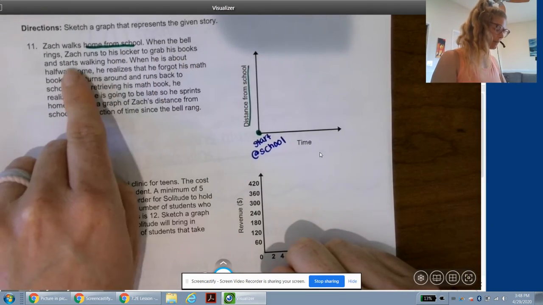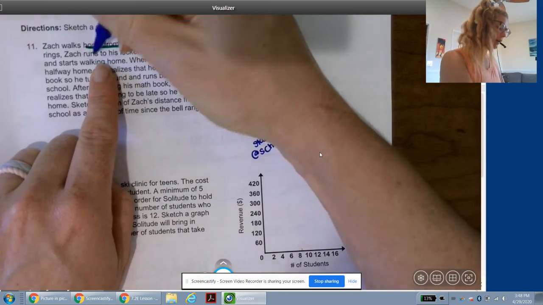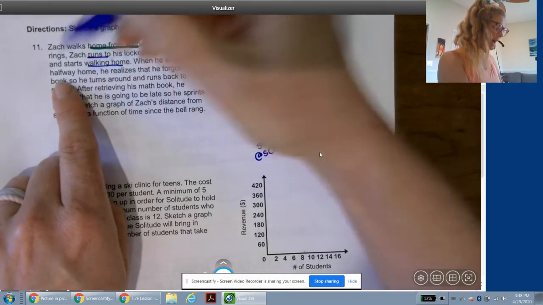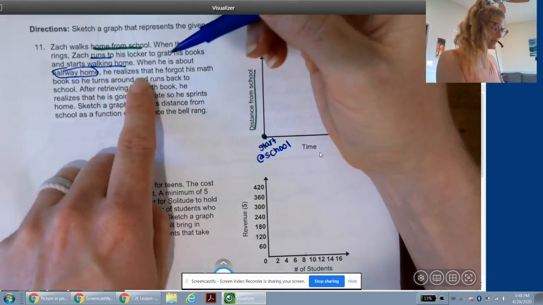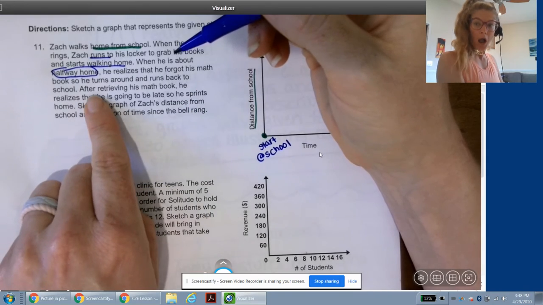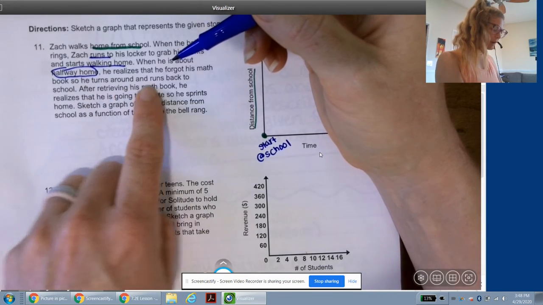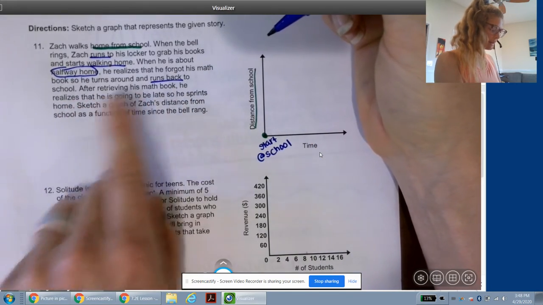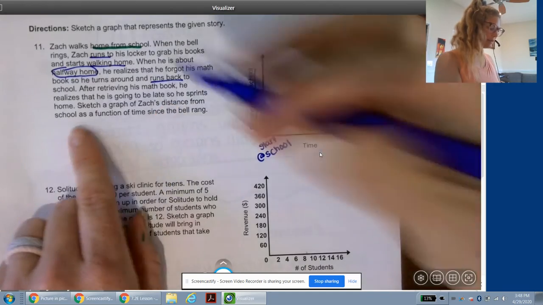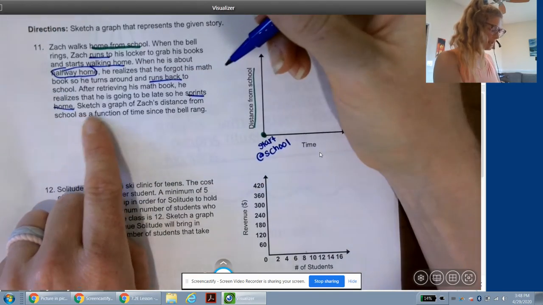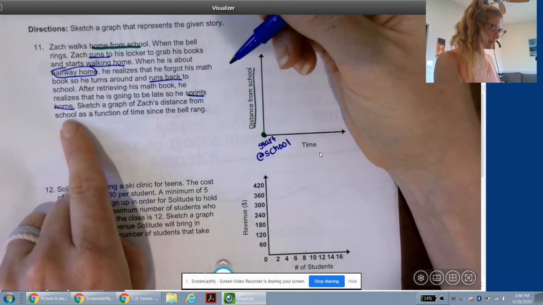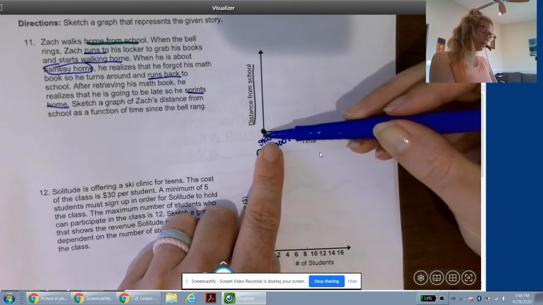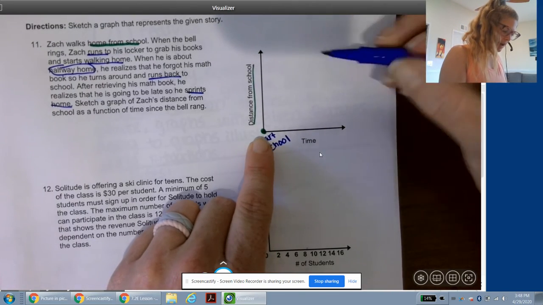Zach walks home from school. When the bell rings, Zach runs to his locker to grab his books and starts walking home. When he's about halfway home, he realizes he forgot his math book. So he turns around and runs back to school. After retrieving his math book, he realizes he's going to be late, so he sprints home. Sketch a graph of Zach's distance from school as a function of time since the bell rang. Okay, so eventually we're going to end up at home.